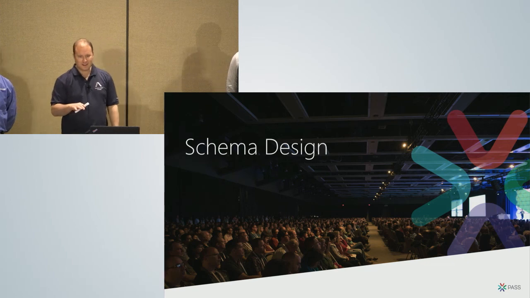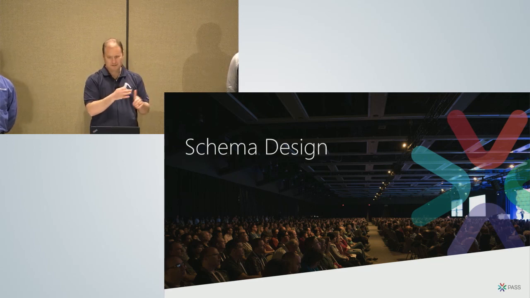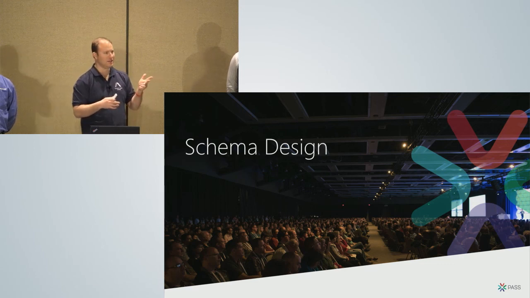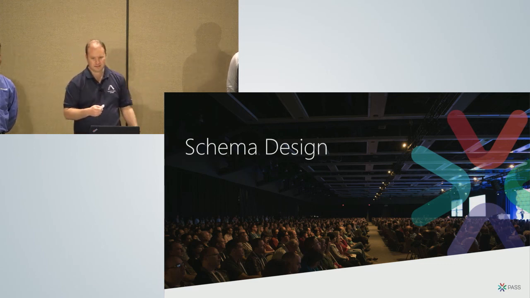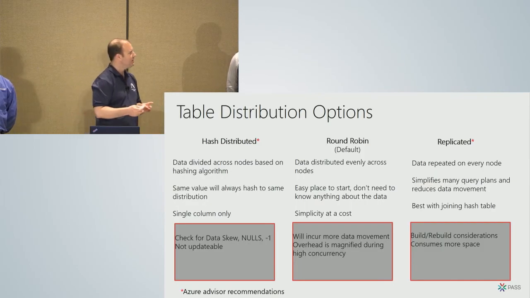So with that, I'm just going to set the foundation around schema design. This may be somewhat fairly intuitive for those who are already on SQL DW, so I'll go through it relatively quickly. We're going to focus on just distribution, indexes, partitioning, and statistics. So, table distribution options in SQL DW.